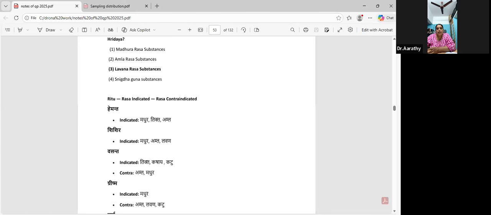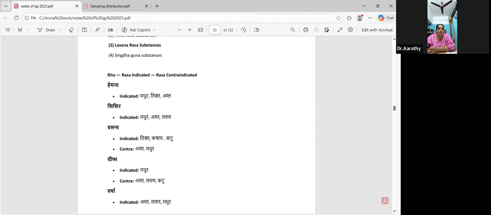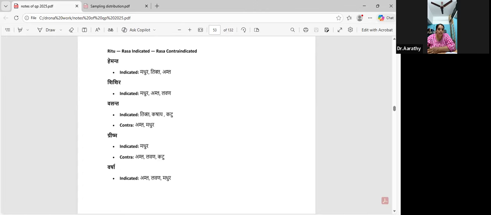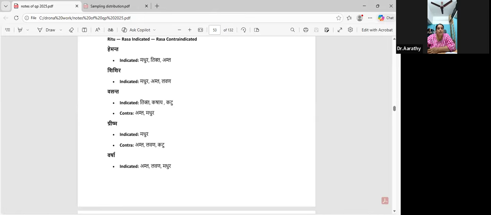So there are indicated rasas. In Hemanta, it is very cold, right? So Madhura, Tikta, Amla rasas are indicated. In Shishira, it is again even more cold. Madhura, Amla, Lavana rasas are indicated in Shishira. Same way, Vasanta, indicated rasas are Tikta, Kashaya, and Katu, while contraindicated are Madhura and Amla.